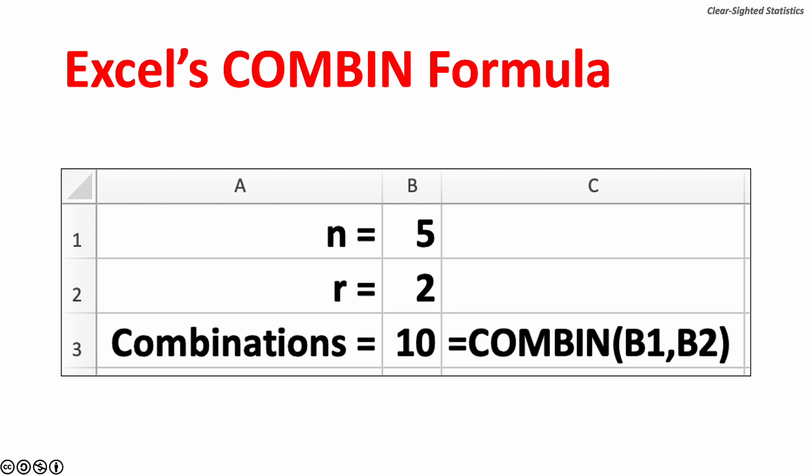Excel's COMBIN function quickly calculates combinations. This function has 2 arguments. The first is the total number of objects. The second is the number of objects to be selected.